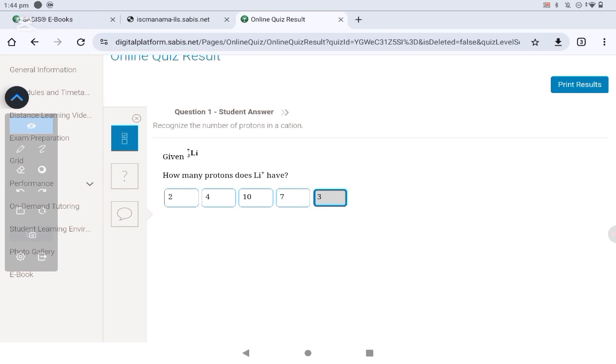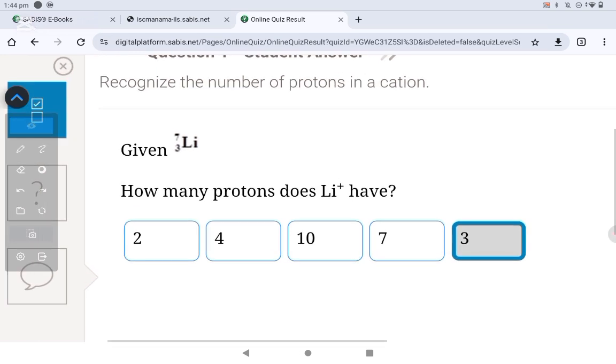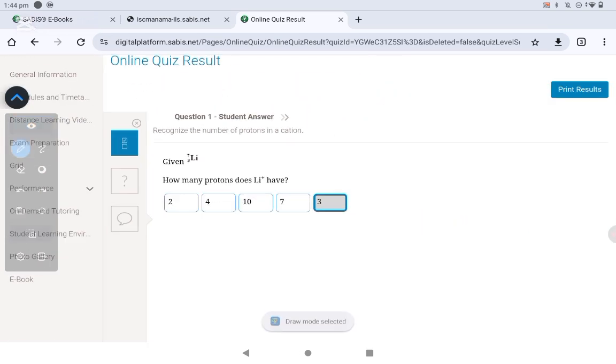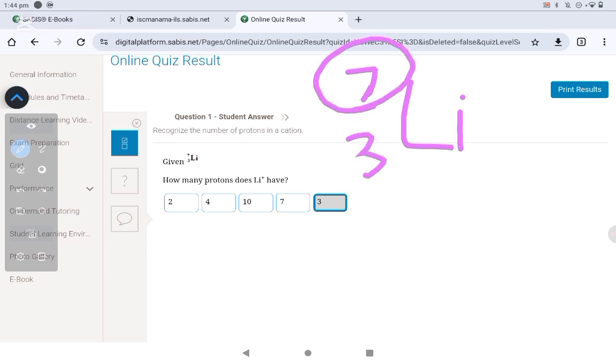Alright, and let's begin. They gave lithium and then they give the mass number and the atomic number. Okay, so I'm just gonna make some things clear. Let's say this is our element, okay? And this is the mass number, and this is the atomic number. Atomic number is the number of protons. And the 7, which is the mass number, is the number of protons and neutrons, okay? So here, how many protons does lithium have? It's 3. Okay.